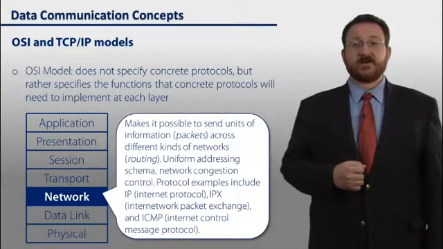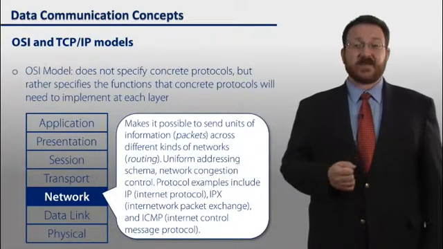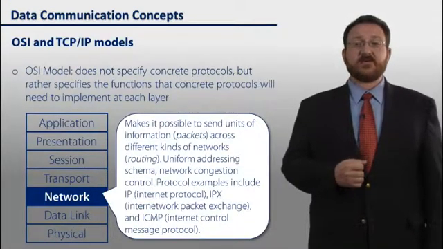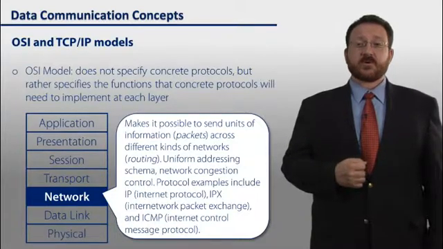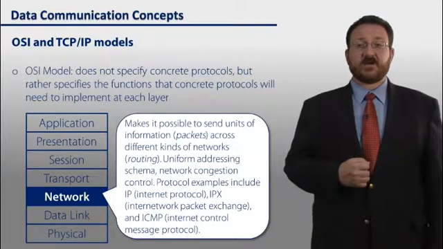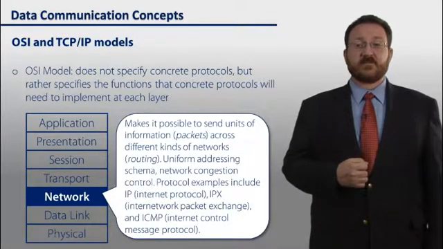At the network layer, it's possible to send units of information, that is packets, across different networks. And so now we're talking about internetworking using routing. At this layer, we have to have uniform addressing across the globe, network congestion control. Protocol examples include things like the Internet Protocol, IPX from the Novell era, and ICMP, the Internet Control Message Protocol.